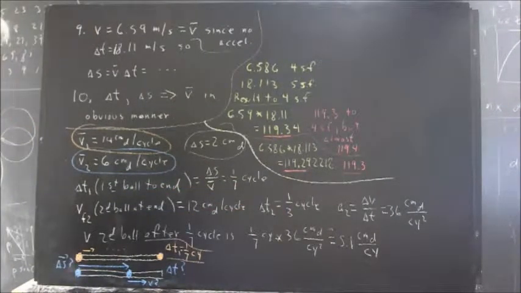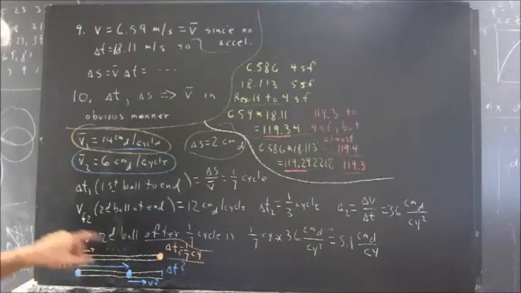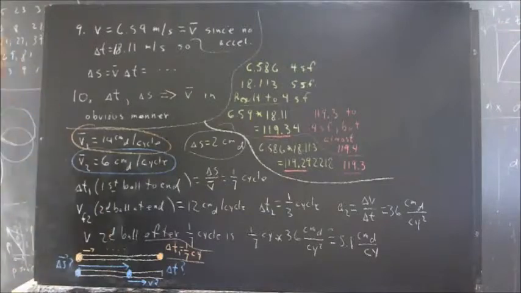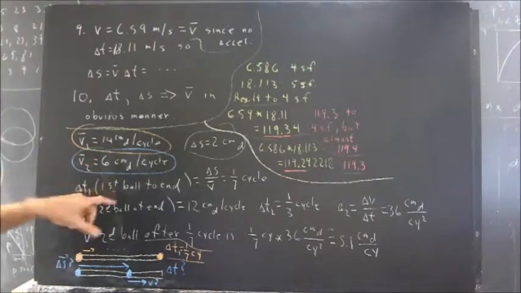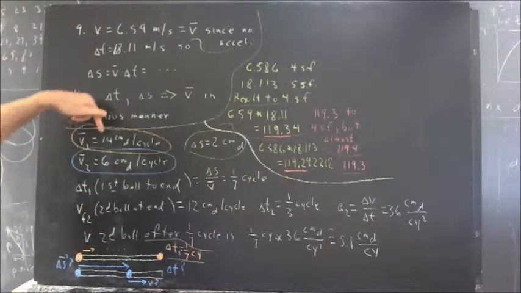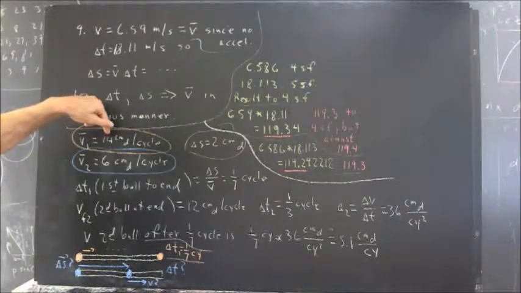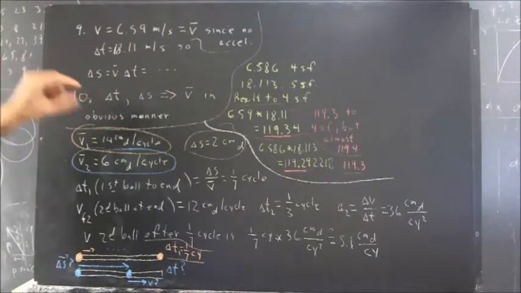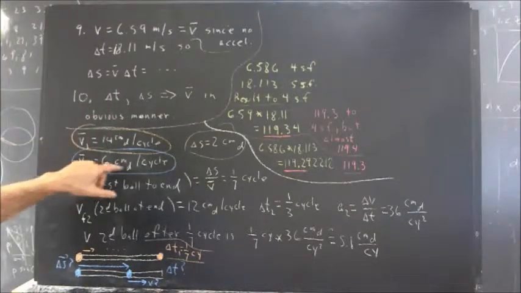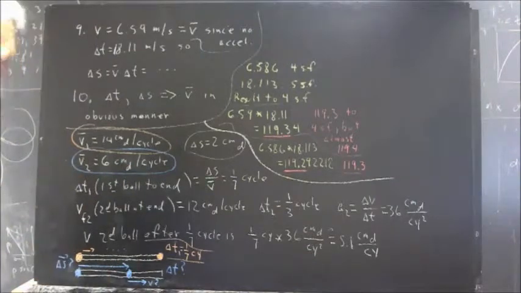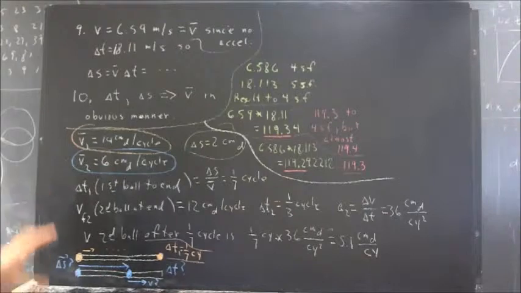Now, we could also find the average velocity, the final velocity of the second ball. Of course, we could find the final velocity of the first ball. Since we start from rest, doing the averaging and everything, this is going to be 28 centimeters per cycle. Final velocity, this will be 12 centimeters per cycle. So we could find that information. Turns out we're not going to really need it, so I didn't write it down here.